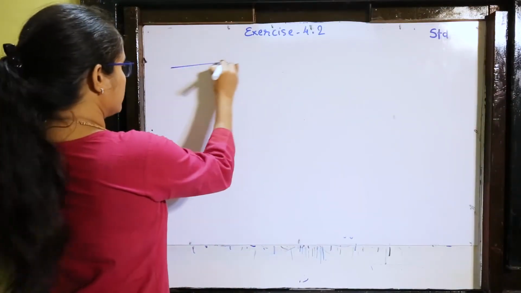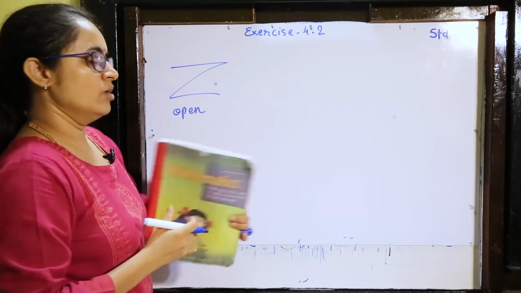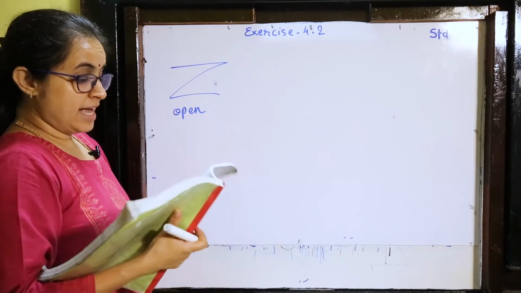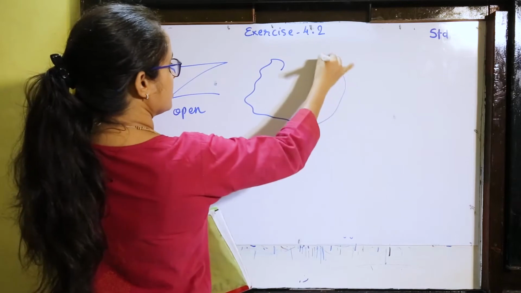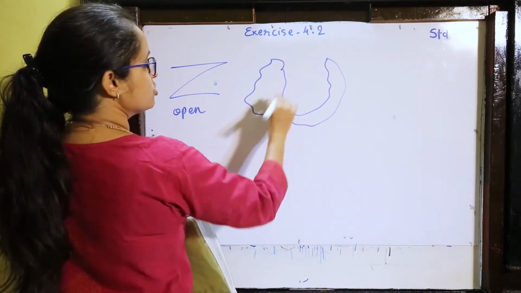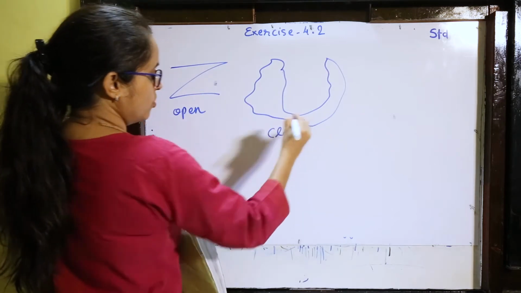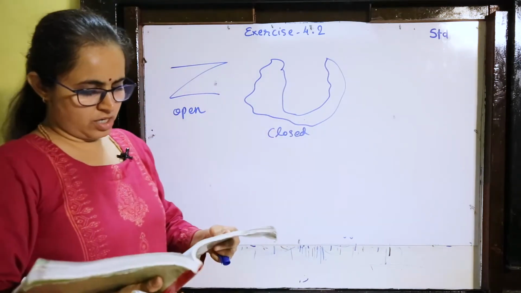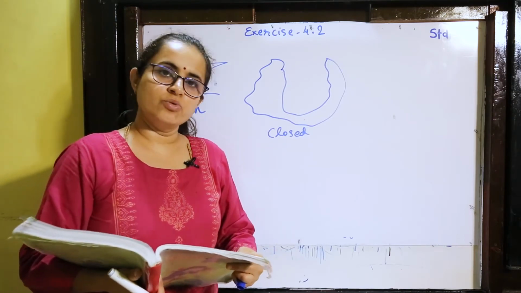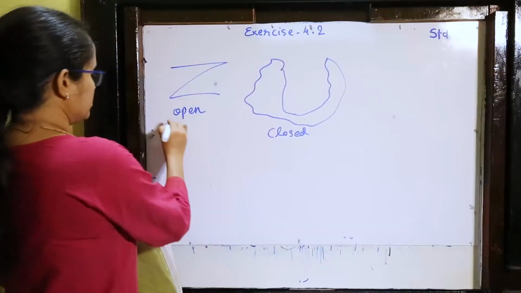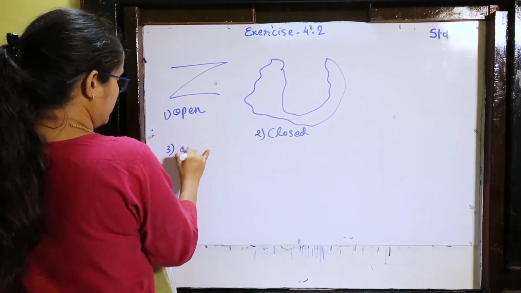So the first curve you are seeing here is an open curve. You have to write open there. Then the second curve is a closed curve. It is like this. So it is joining from here and here, so it is a closed curve. Now the third curve you can see is not joined, so it is known as open. So you have to write open there. So first is open, second is closed, third is open.